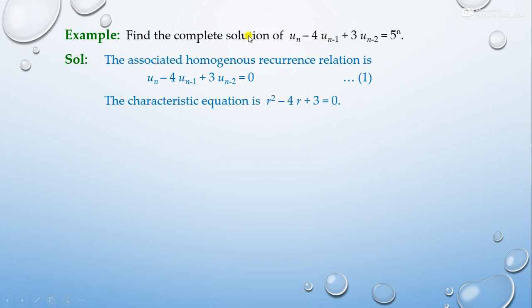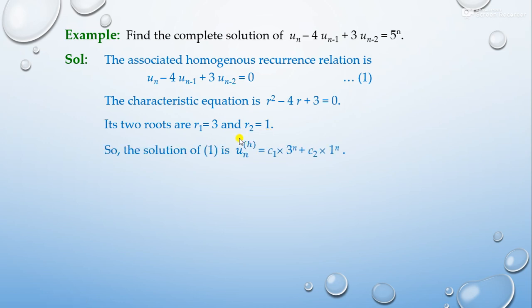Now what is the characteristic equation of this? The characteristic equation will be r squared minus 4r plus 3 is equal to 0. Right? Now we see that this is a quadratic equation. So what are the roots of this equation? We have two roots, that are 3 and 1. Because these roots are distinct, the homogeneous solution is C1 3 raised to the power n plus C2 1 raised to the power n.